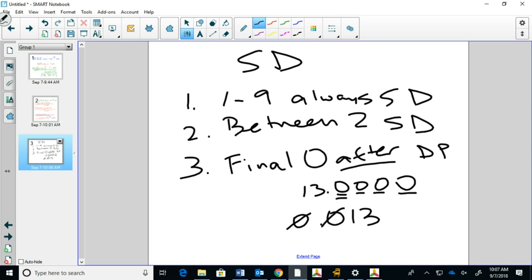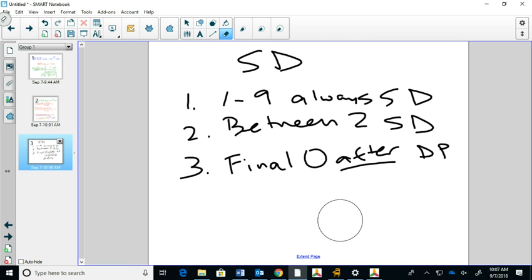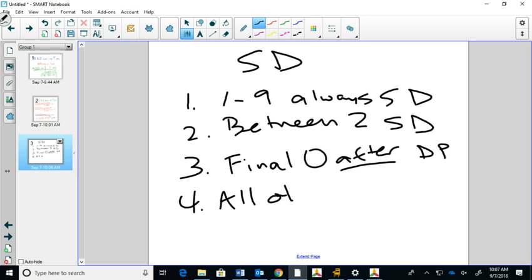So that's really all my rules. Those 3, the fourth one that I say is just all other zeros are not significant digits. Does that make sense? If it doesn't meet rules 2 and 3, the 0 is not significant.